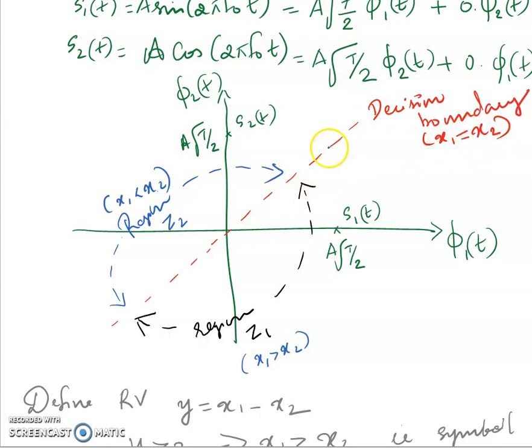So in any place, on the right side of the decision boundary you decide in favor of s1(t). So the right side of the decision boundary means x1 is greater than x2, you decide in favor of region 1 or symbol 1.